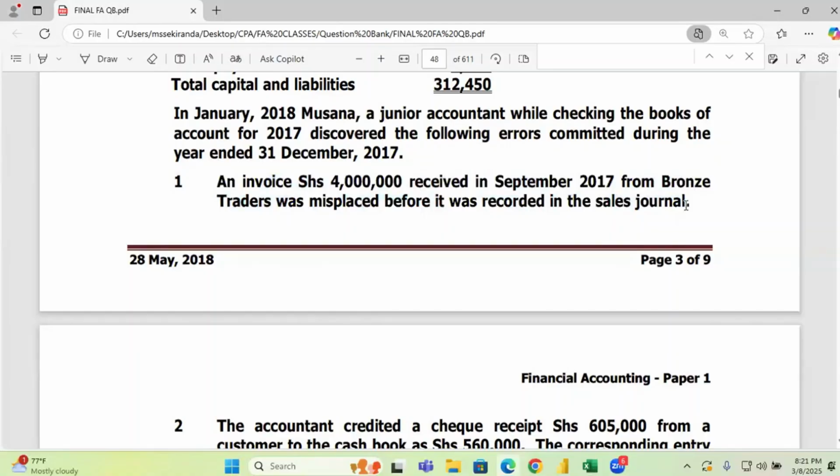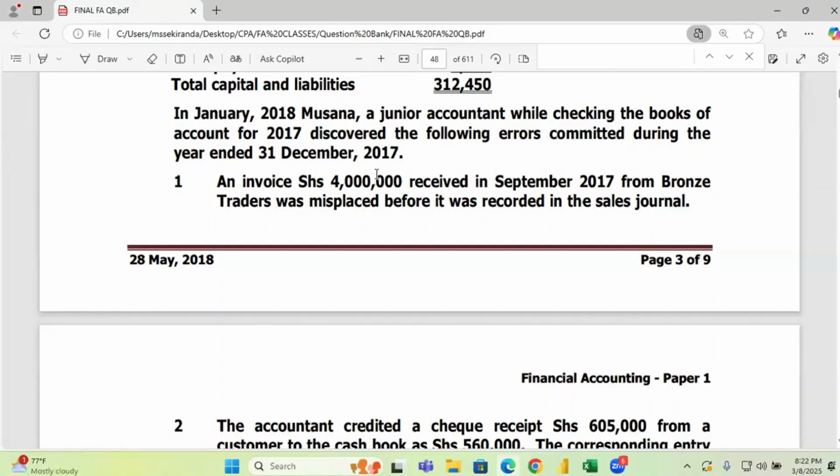And again, at the end of the day, saying sales journal. So this was a sale that we had made to Bronze. It was not Bronze who was supposed to give us an invoice. It was us to issue an invoice to Bronze because we had sold to Bronze on credit. Because we know that a sales journal records sales made on credit. Okay? Therefore, us not posting in the sales journal means the sales journal was undercast. Because the invoice was misplaced, it was never recorded in the sales journal. That simply means the sales journal was undercast. The figure on the sales journal is less by 4 million.